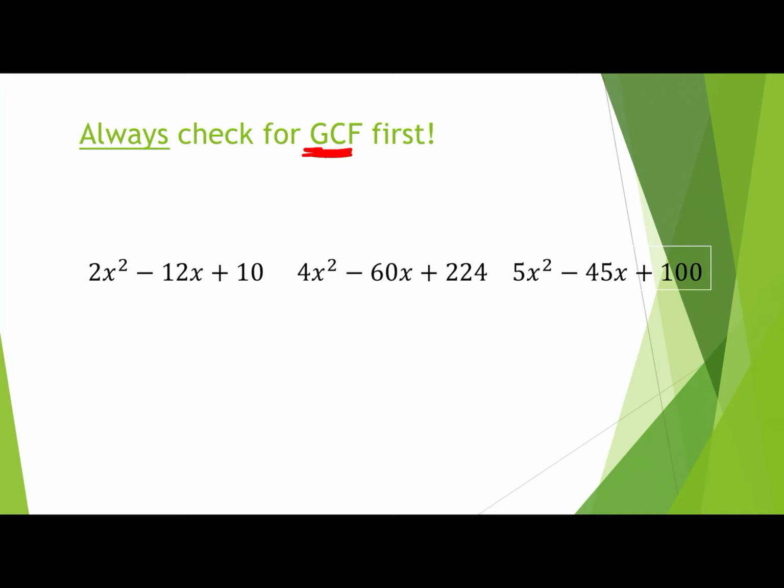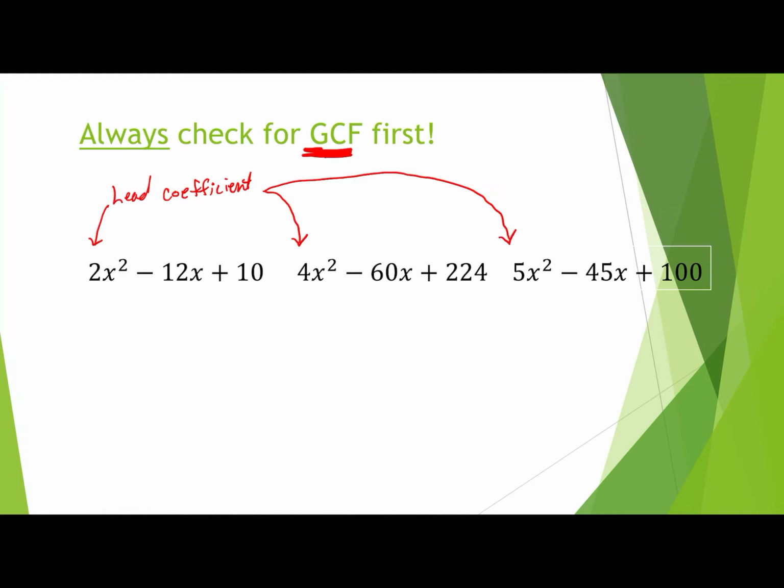So notice that all of these have a lead coefficient. This is called a lead coefficient. And it's called a lead because it is the coefficient in front of the highest degree term. Okay, so because we have an x squared, right? Standard form says it goes first. So that coefficient in front of it is called the lead coefficient. So in this case, we have a lead coefficient. You should always check for GCF first.